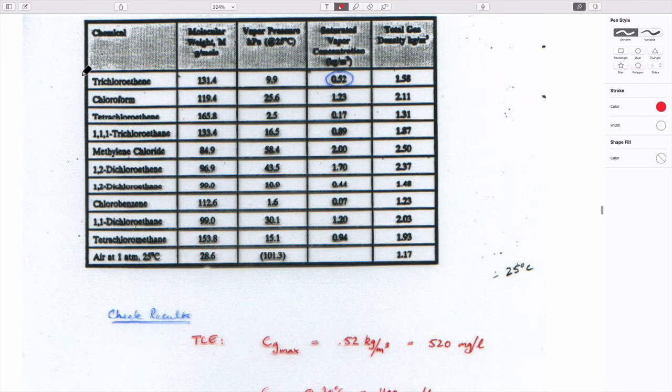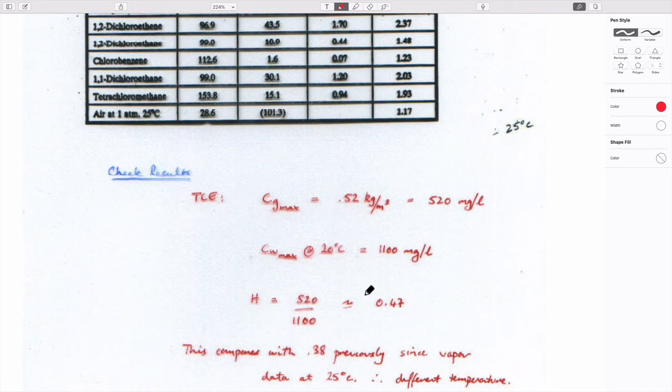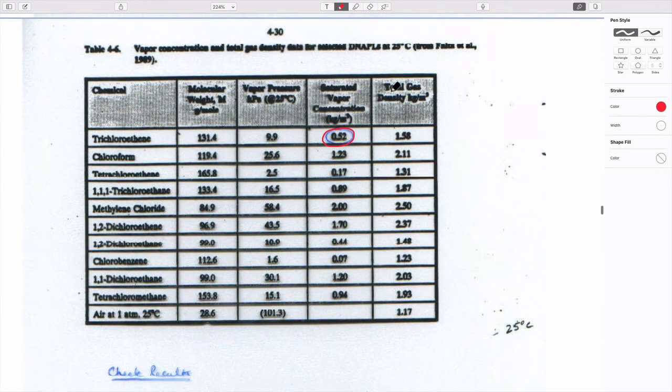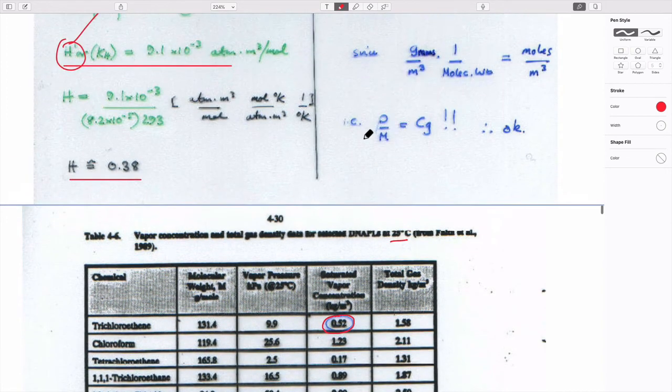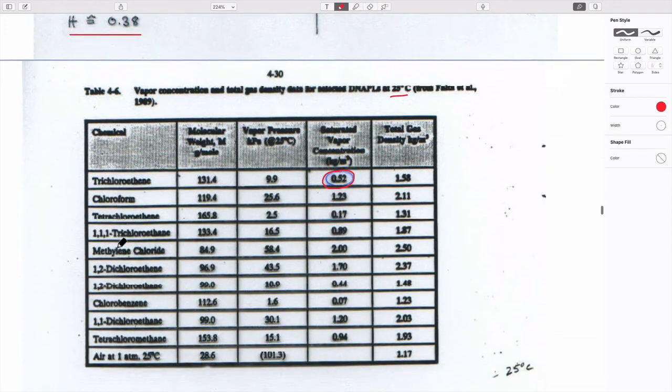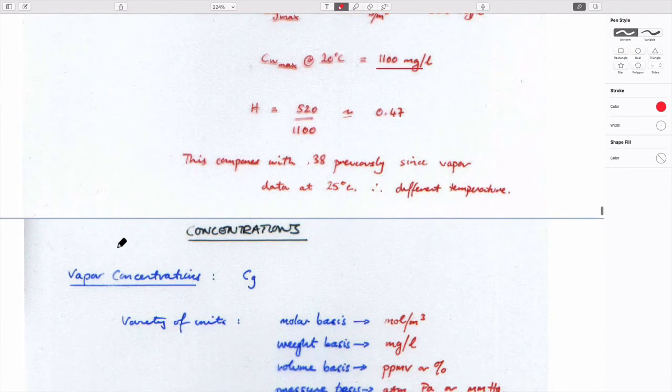But here is a value for the vapor concentration in kilograms per meter cubed for TCE. If you know the saturated concentration in water, the solubility is something like 1,000. So if you take 520 milligrams per liter divided by 1,100 milligrams per liter, you end up with something like 0.5. This happens to be at, I think, 25 degrees, compared to this one, which was at 20 degrees centigrade. So they're slightly different, but you see they're basically the same number, just a non-dimensional ratio.